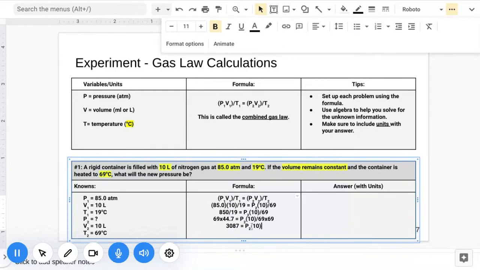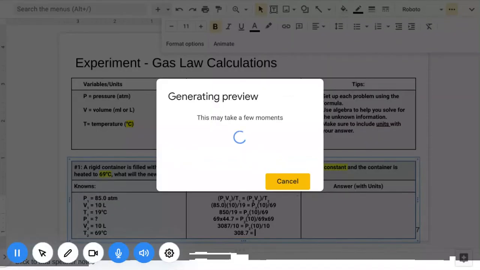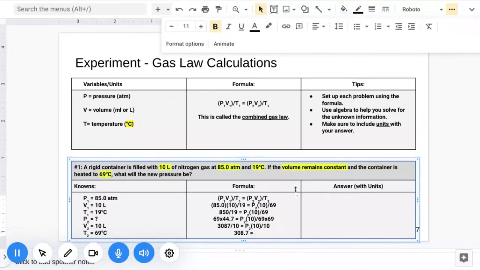And then finally, in order to get P2 by itself, we need to get rid of this 10. Since P2 and the 10 are multiplied, the way that we can cancel it is by dividing both sides by 10. So we're going to divide both sides by 10. And if I divide 3,087 by 10, I get 308.7 equals P2, and that's going to be my answer. So I can copy that over here, but I need to make sure to add the units.